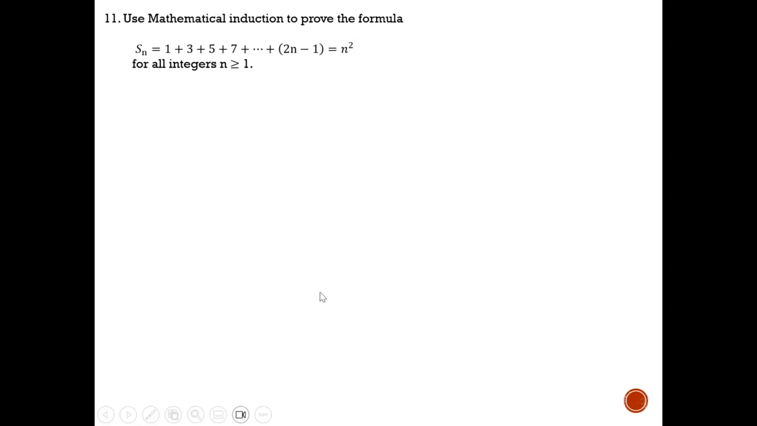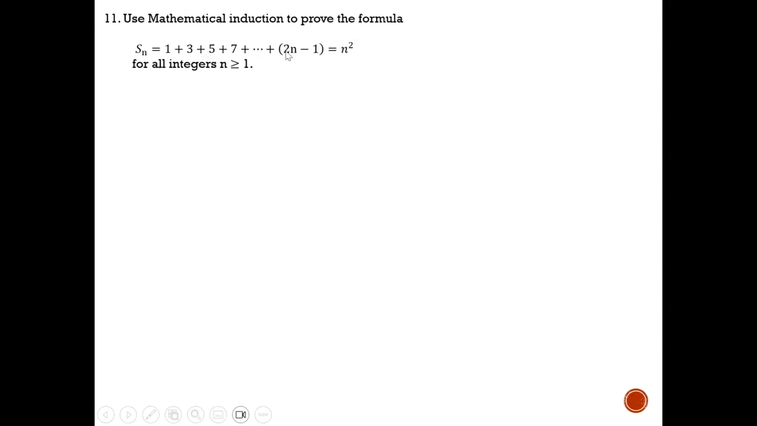For example, it says here, use mathematical induction to prove the formula. Sn is equal to 1 plus 3 plus 5 plus 7 plus ... plus 2n minus 1 equals n squared. This means that this is the nth formula, because the first term is 1. If I plug in 1 here, it's going to be 2 minus 1, which will give us 1. For the second term, if I plug in 2 for the n, because it's my second term, it's going to give us 3.